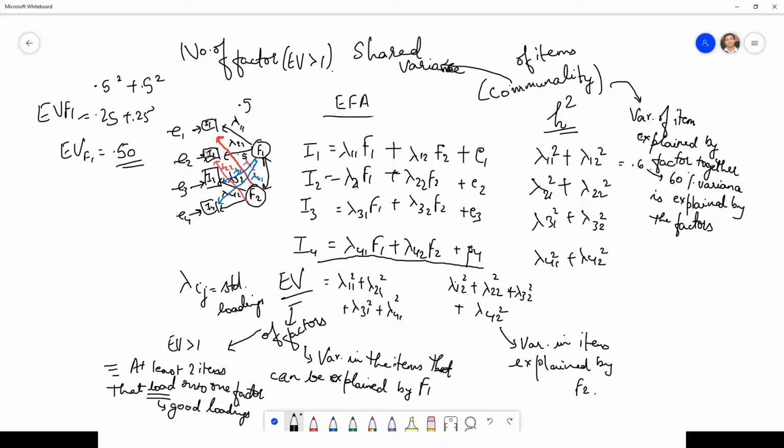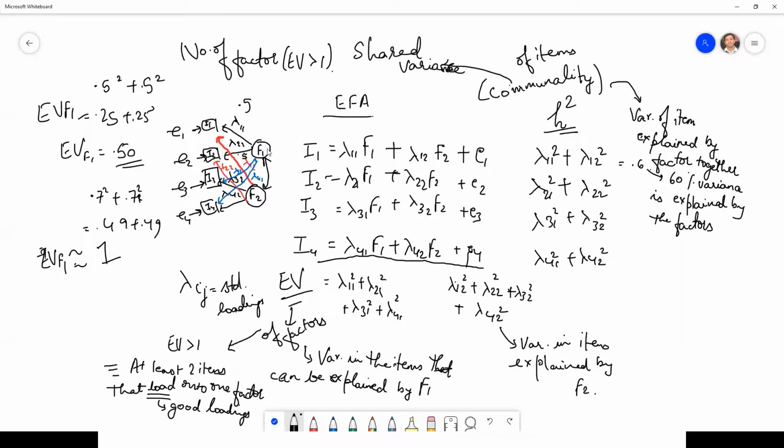So if you have two items, then you will need the loadings of the items to be at least something around 0.7. So it will be 0.49 plus 0.49, which is very close, approximating an eigenvalue of 1 for factor 1. That means in factor extraction, you will get at least two items which give you good loading, and therefore it makes sense to go for factor extraction, because now there are two items that load onto factor 1.